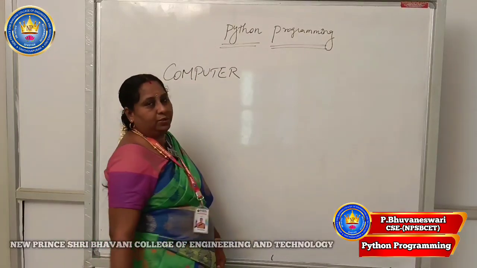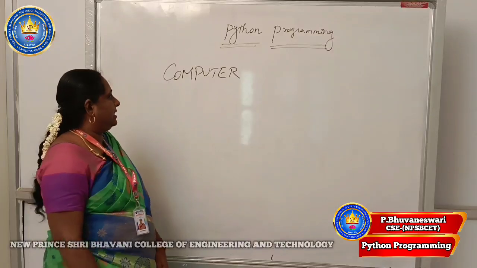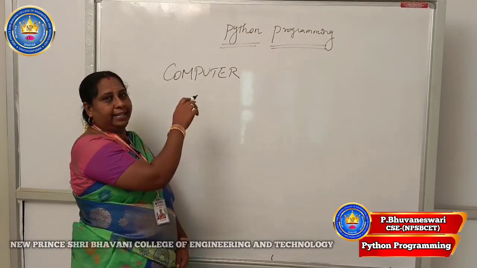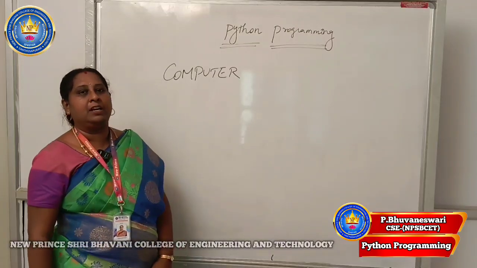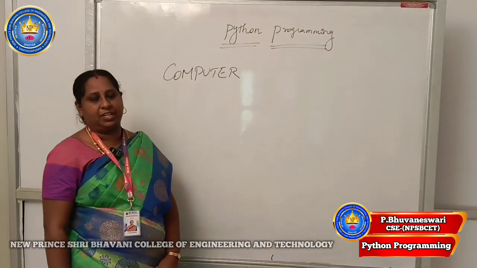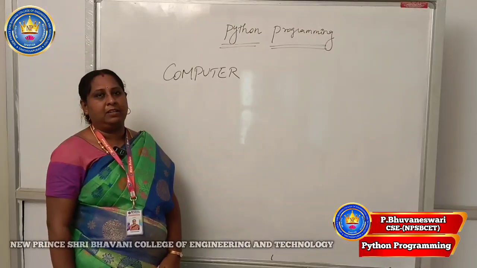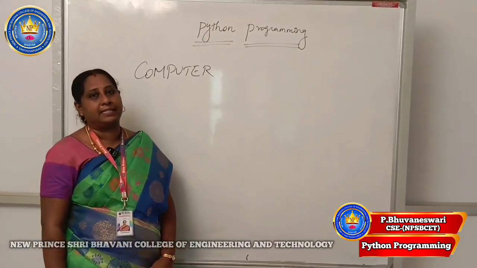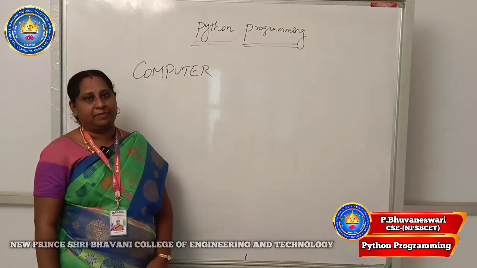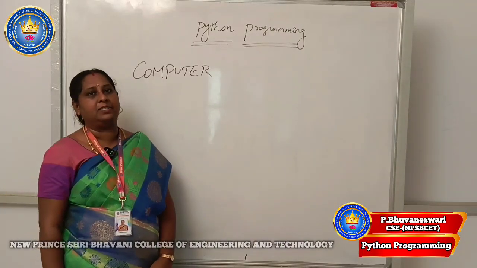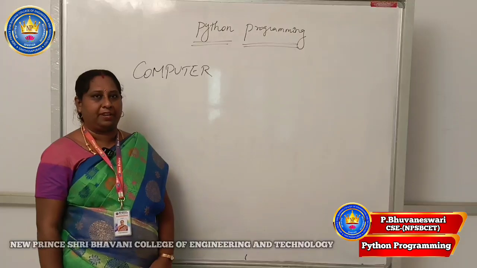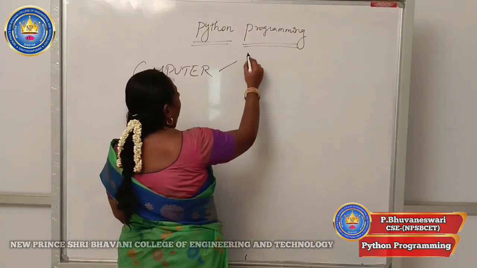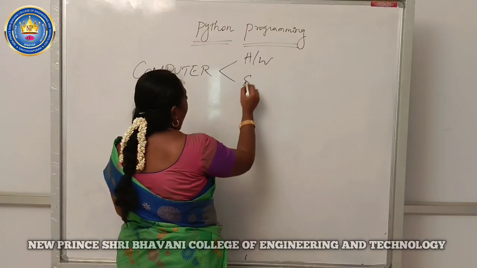C-O-M-P-U-T-E-R. Anybody know the expansion of computer? It's nothing but commonly operated machine, particularly useful for technical and educational research. Computer is a fast electronic machine that accepts the input data, processes the data, stores and controls the data, and produces the resultant data. So it's an electronic machine that manipulates the data based on the number of instructions you are giving.